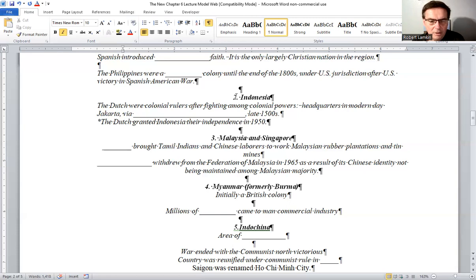Of course, the Dutch are long gone. They granted the Indonesians their independence in 1950. Just one more thing, kind of an FYI on Indonesia.